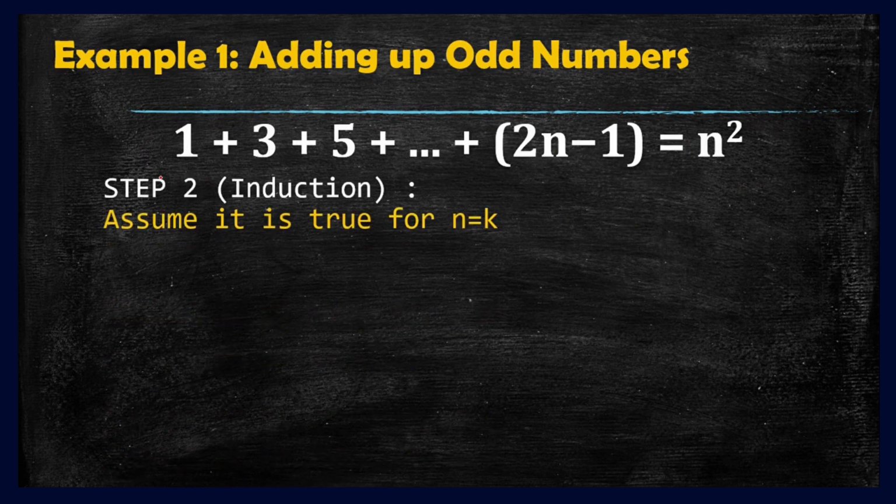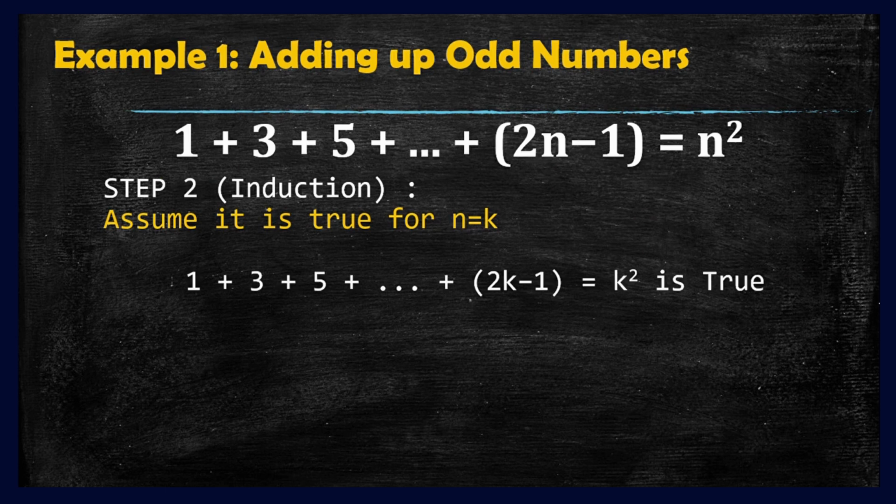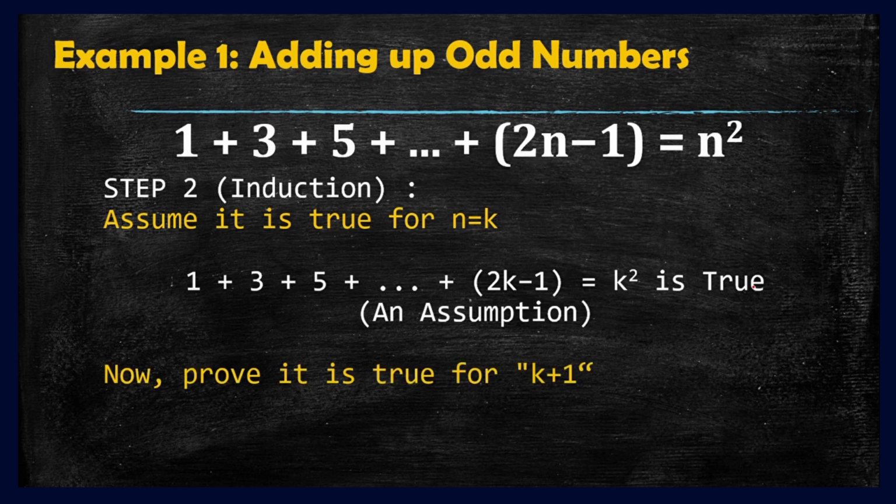So we are going to assume that it is true for n equal to k. Meaning, for our step number 2, we are going to substitute k for all the n in our given. So we'll have 1 plus 3 plus 5 plus up to 2k minus 1 is equal to k squared is true. So that is our assumption. Again, this one is only an assumption because we have not yet proven it. After assuming that it is true for n equal to k, we can now prove that it is true for k plus 1.